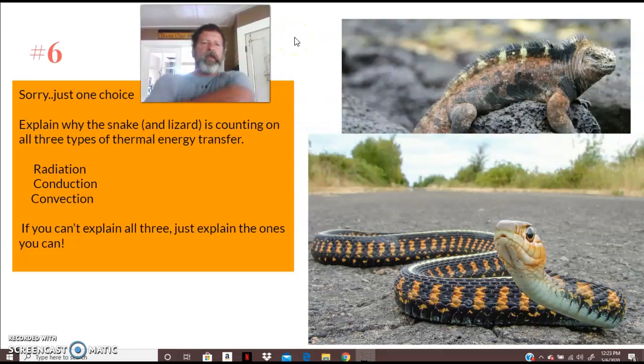Explain why the snake is counting on all 3 types of thermal energy transfer. How is that snake benefiting from radiation? How is it benefiting from conduction? And how is it benefiting from convection? Remember, a reptile can't make its own heat, so it needs external heat sources. So how is it getting heat from radiation, conduction, and convection?